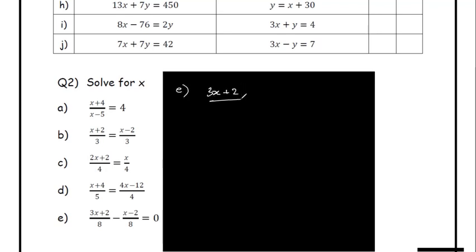3x plus 2 upon 8 minus x minus 2 upon 8 is equal to 0. So there's no equal to out there, it's a negative sign. So there are two ways to solve this. Because the denominator is 8, you can simplify the entire expression this way.